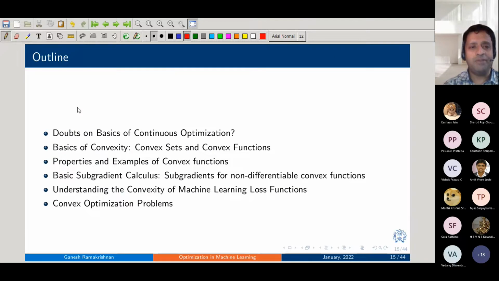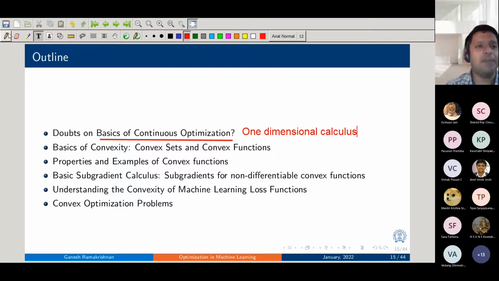Okay. If you have any doubts also on basics of convex continuous optimization, please do let me know as we proceed. But I'm going to go over that a little bit faster. This is like basics of continuous optimization. What I meant is, if you're looking at one-dimensional optimization, it is basically from calculus. The derivative vanishes at the point of minimum.